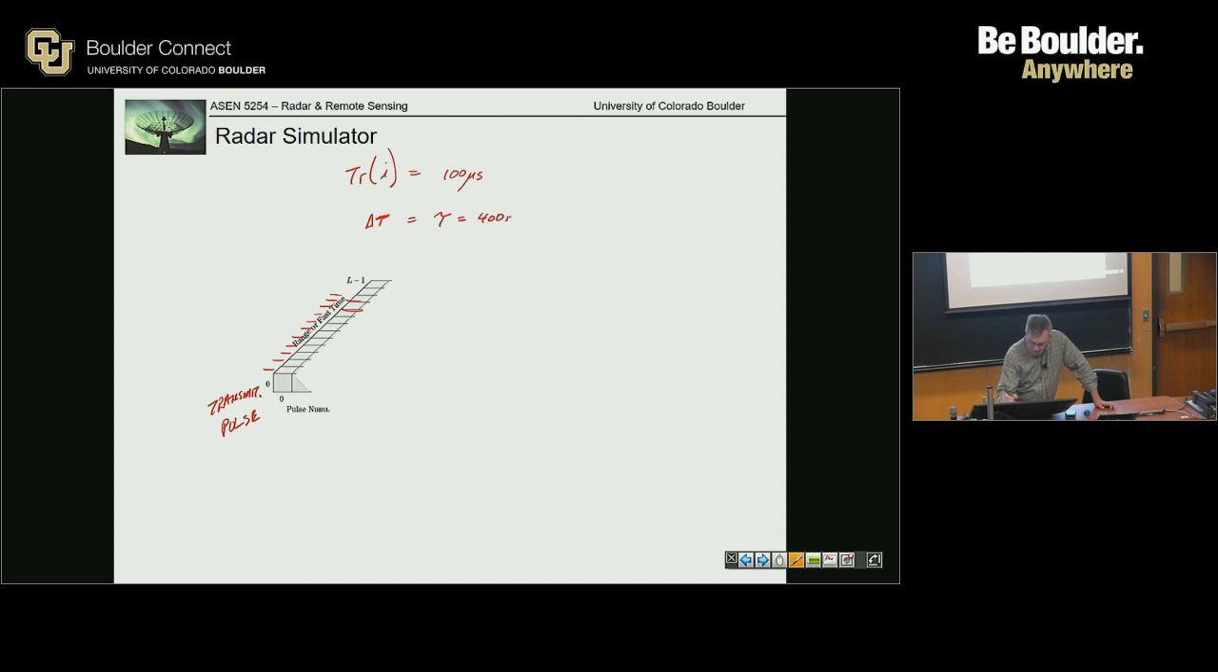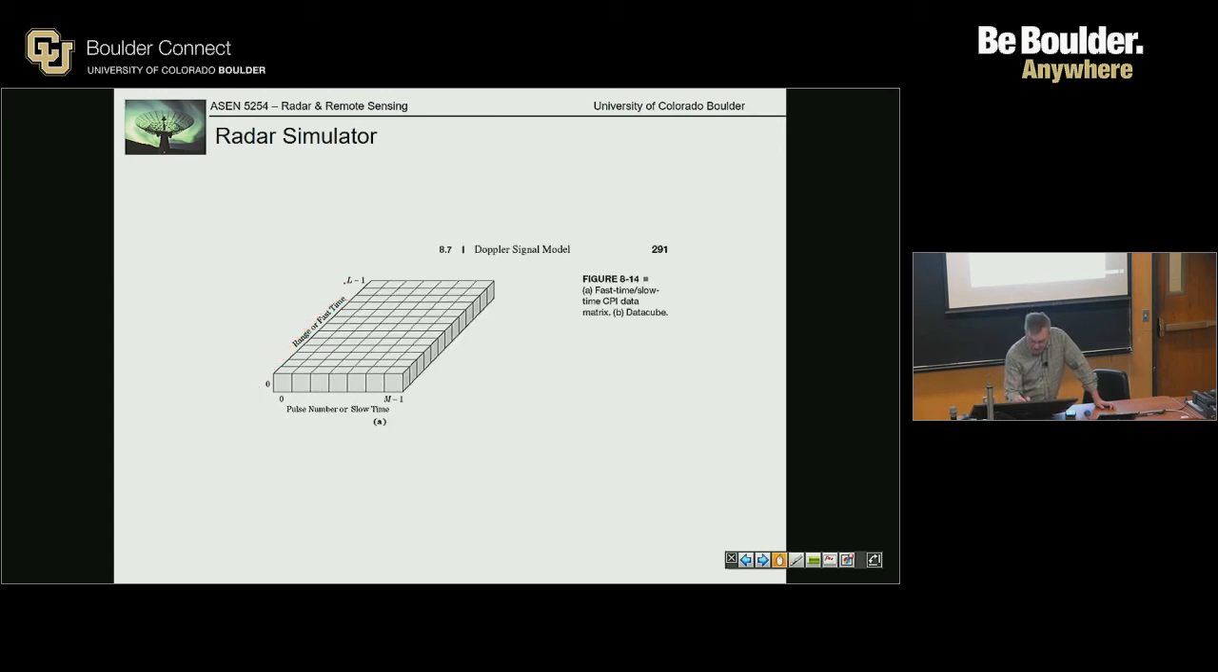400 nanoseconds. So part of the process was how to get that exact time, how to get it into that range gate. And then once you have data in a range gate, later we're going to do time processing in the slow time domain.